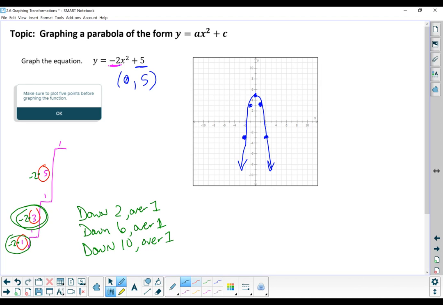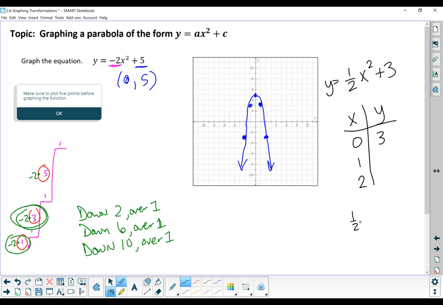In this topic, some of them have a fraction. So if you have one like this, the stretching pattern is really hard to use with fractions. So if this is the case, I would go ahead and just use a table. Sub in 0, 1/2 times 0 squared plus 3 is 3. Sub in 1, I get 1/2 times 1 plus 3. So that would be 3.5 or 7/2. And then sub in 2, and I get 1/2 times 2 squared is 4 plus 3. So that would be 5.